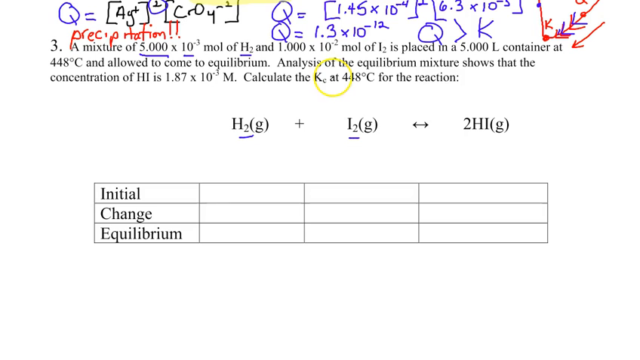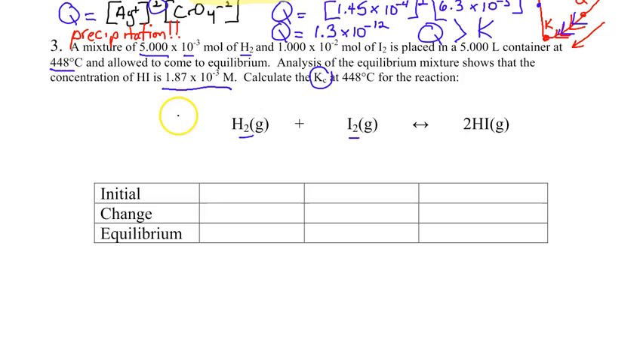We can still evaluate Kc if we use molarity, so we're still in the bracket area. And they're allowed to come to equilibrium. Notice the temperature is staying constant, very important. Analysis of the equilibrium mixture shows that the concentration of HI is 1.7 times 10 to the negative 3. So this is essentially the same problem as number 2 in the KSP. Even though this is not a reaction where a salt is breaking apart into ions, it's essentially the same problem.